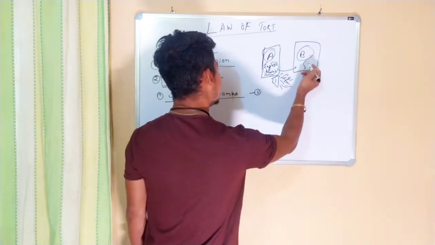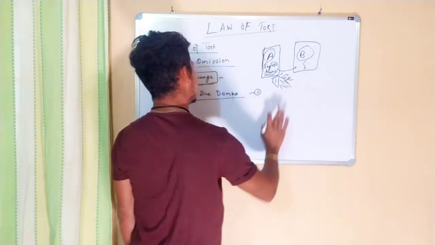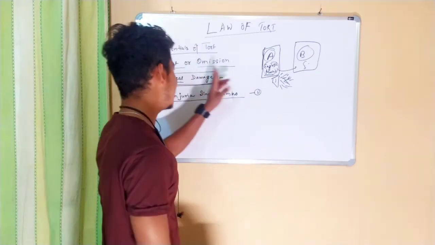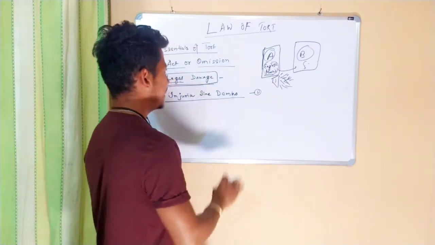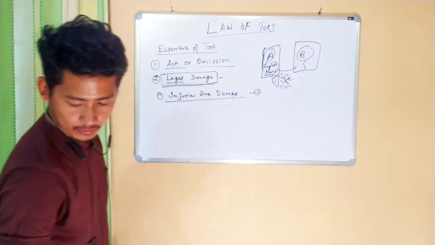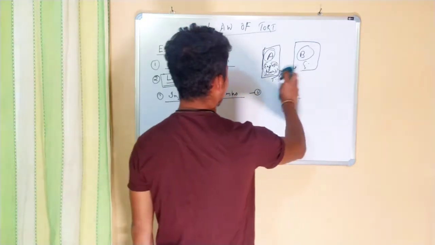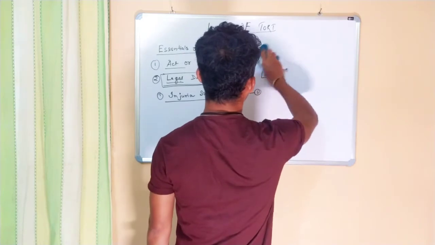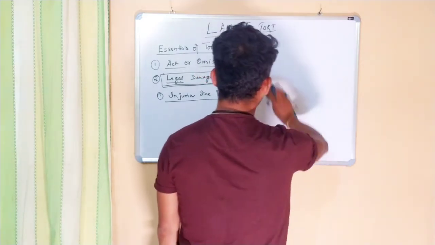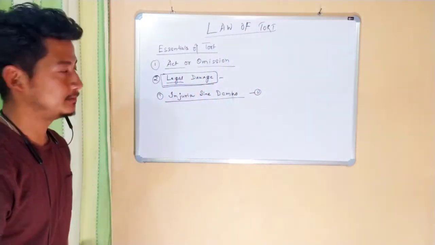Now in that case, B has suffered damage, and that damage is legal damage. Now I think you can understand it through this example. But apart from this example, in the law of tort, we have two maxims to identify whether the damage is legal or not.